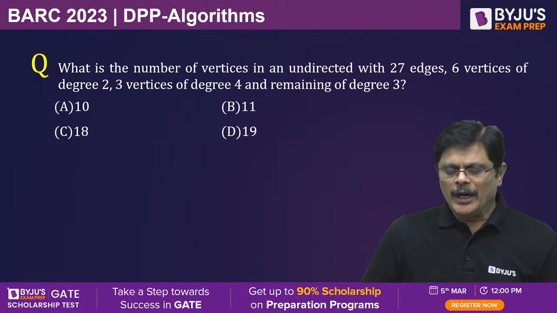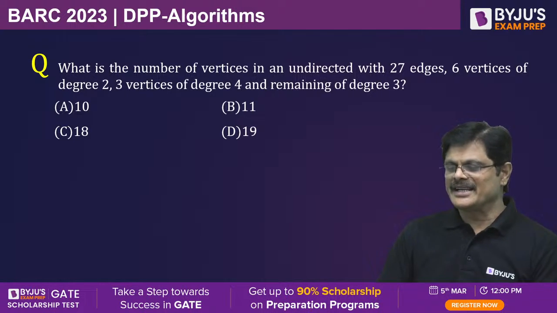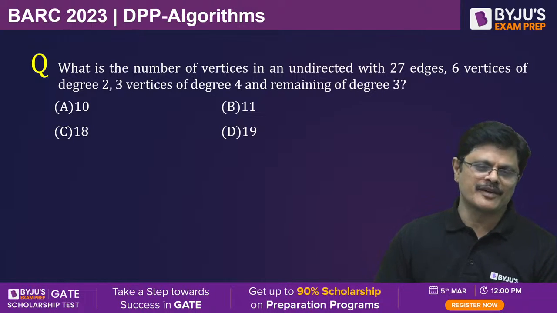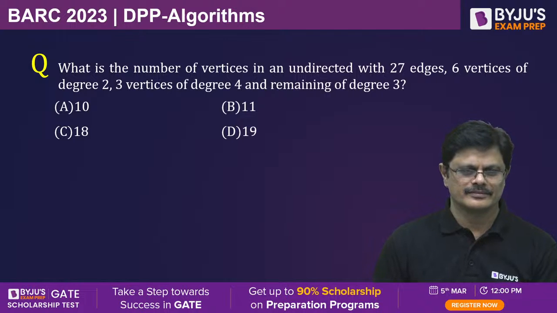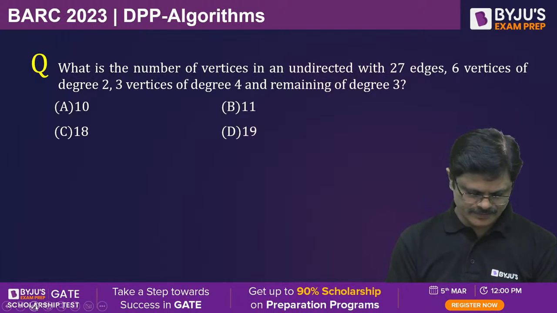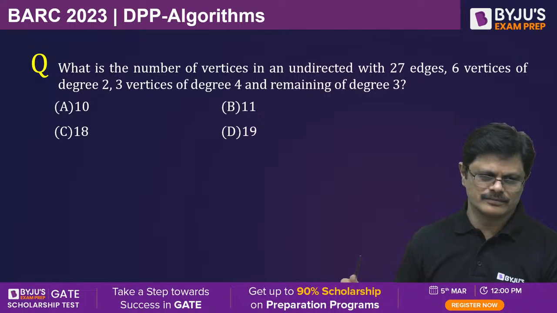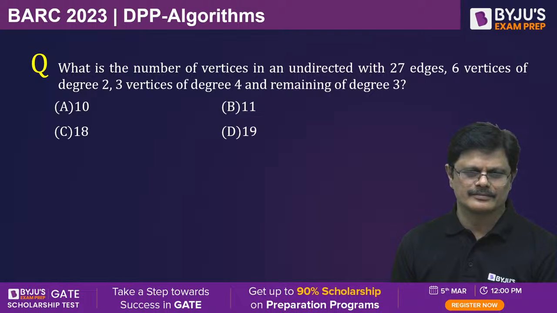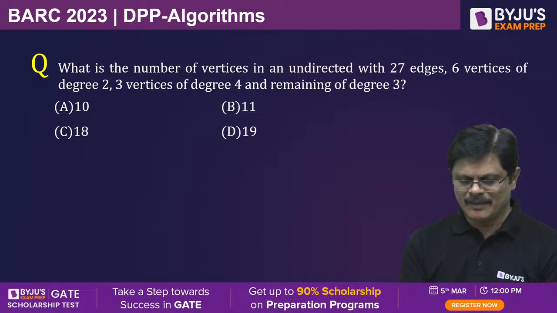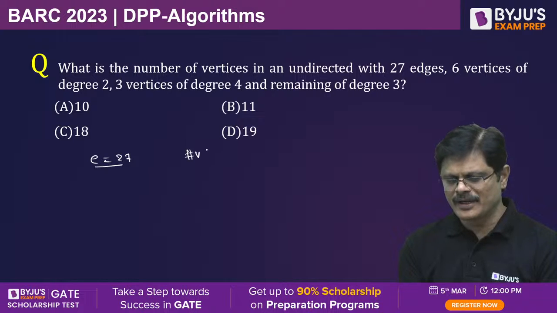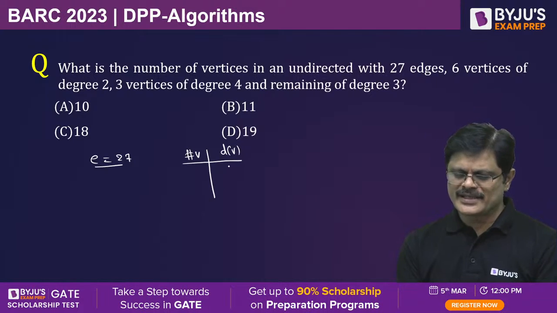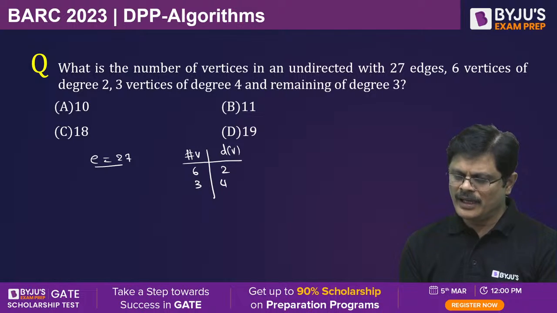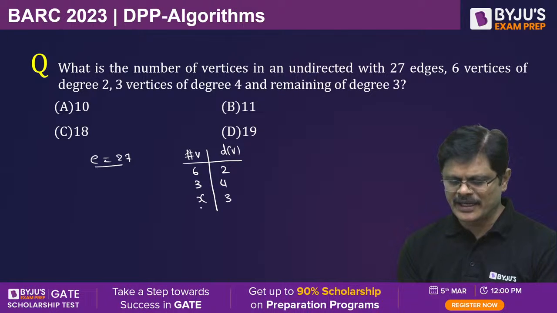Next problem. You have to tell me the number of vertices in this particular undirected graph which is having 27 edges, 6 vertices of degree 2, 3 vertices of degree 4 and remaining vertices of degree 3. Very good. See, the number of edges is given as 27, and there are 6 vertices of degree 2. So here we are having the number of vertices and degree. The remaining of degree 3, let us say x.